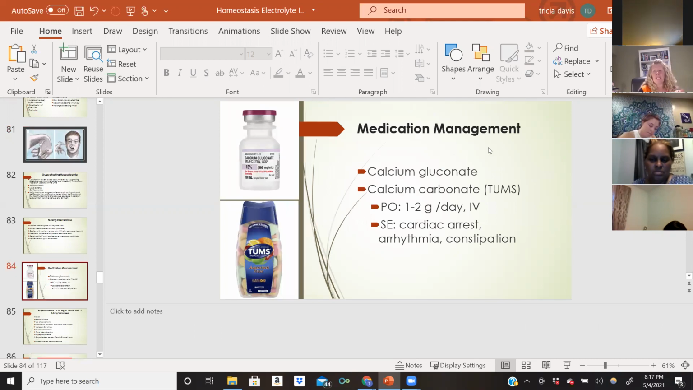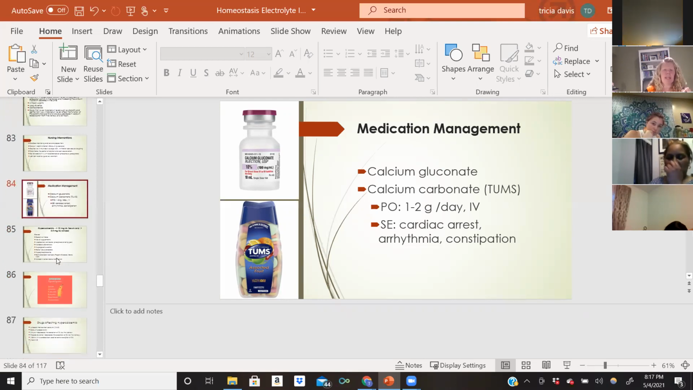So the medication that we can give is calcium gluconate. We can give calcium carbonate, also known as Tums, over the counter. If we're giving it PO, they're going to get 1 to 2 grams a day. Side effects, again, cardiac arrest, arrhythmias, and constipation.